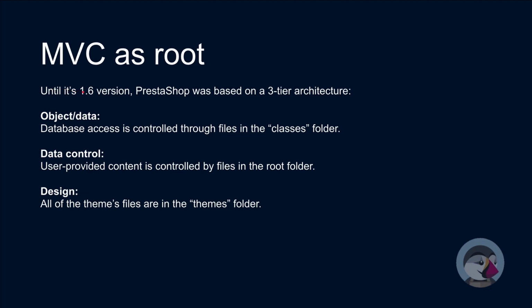So let's talk about this in our Prestashop environment. Until its 1.6 version, Prestashop was based on a 3-tier architecture. We have what we call object data, which is basically data access controlled through files located under the classes directory, and this represents the M, the model. And we have data control. It says here, user provided content is controlled by files in the root folder, which is here simply the C, or the controllers. And finally, we have the design, or the front side of our shop, and basically these are the themes that are located under the themes directory.